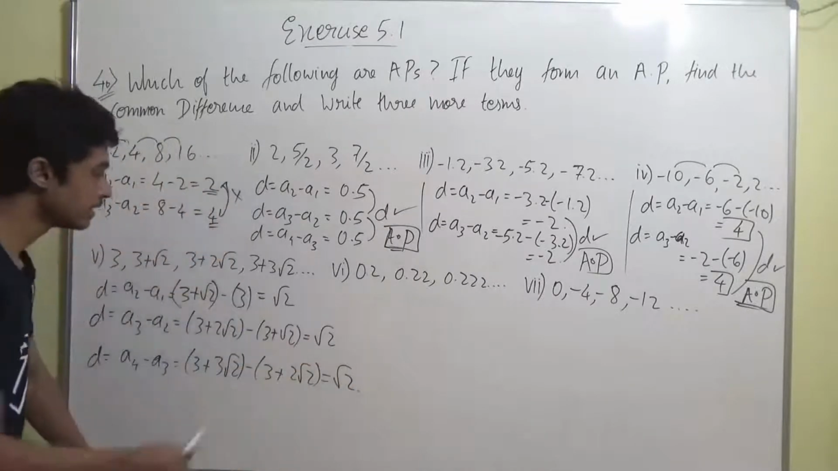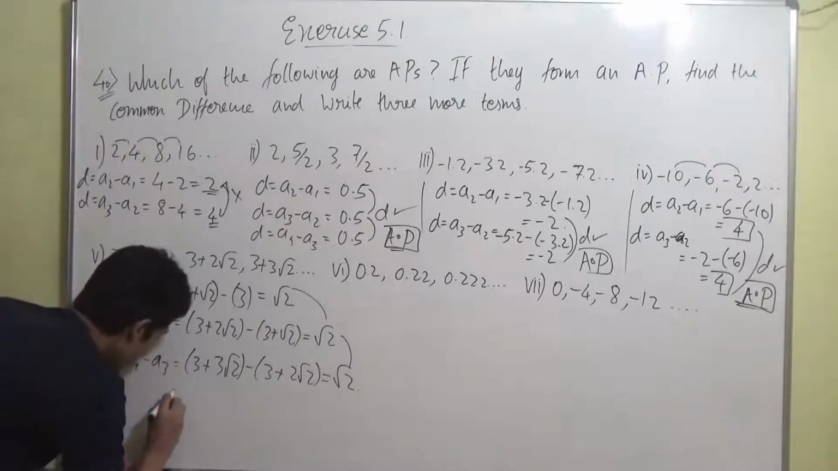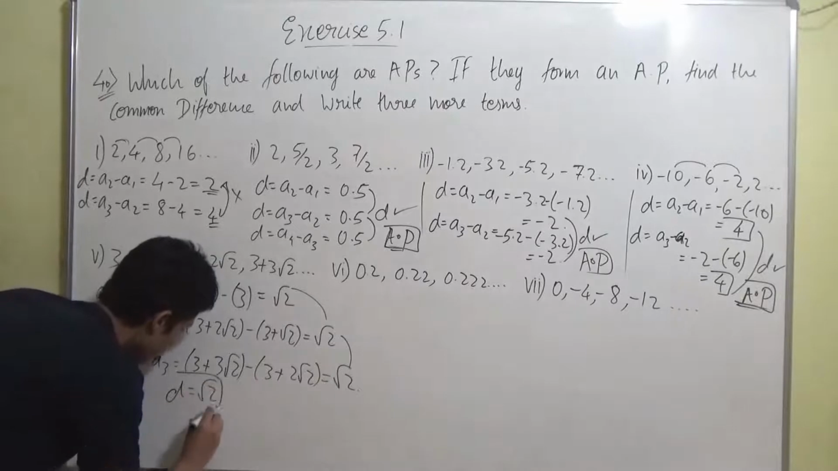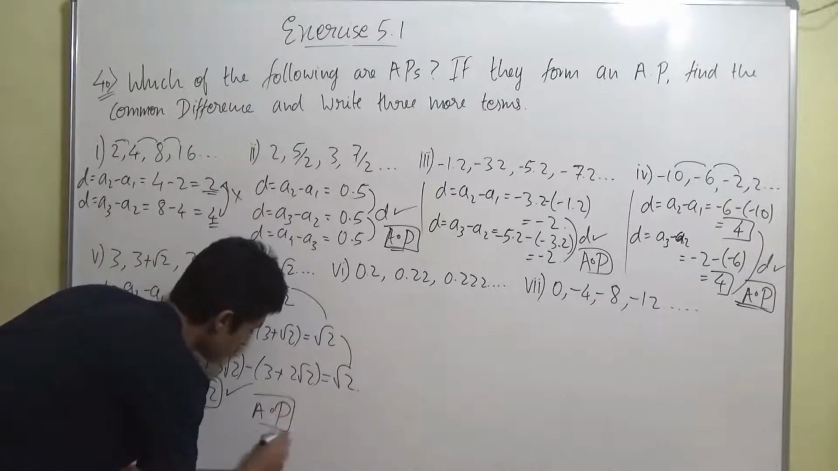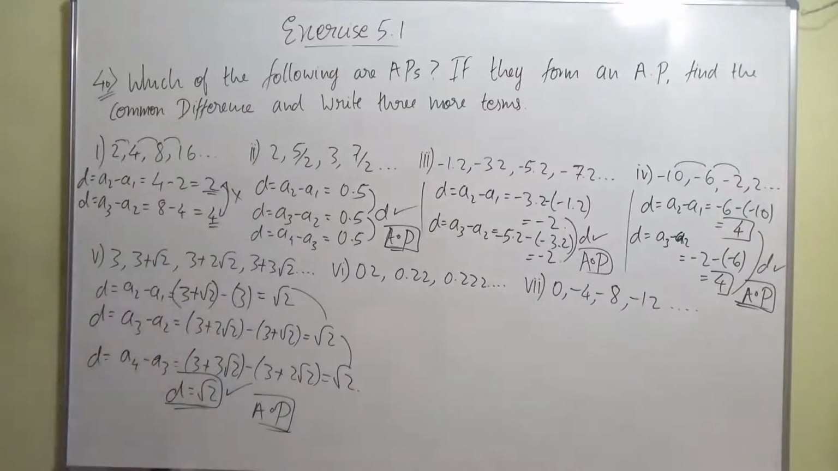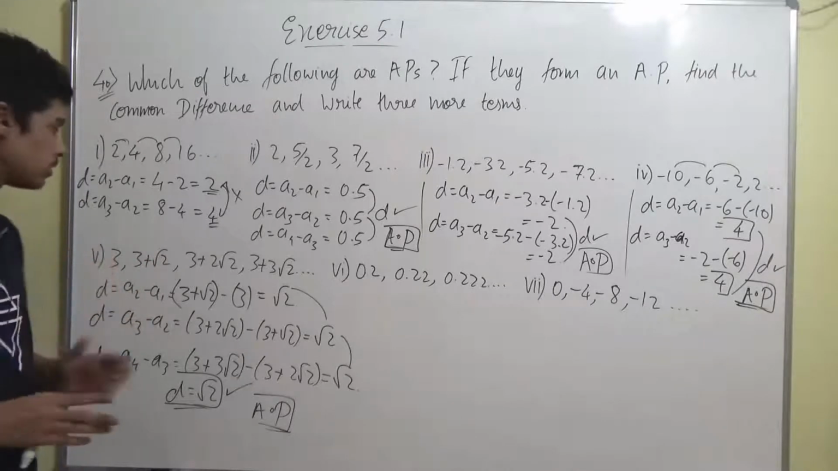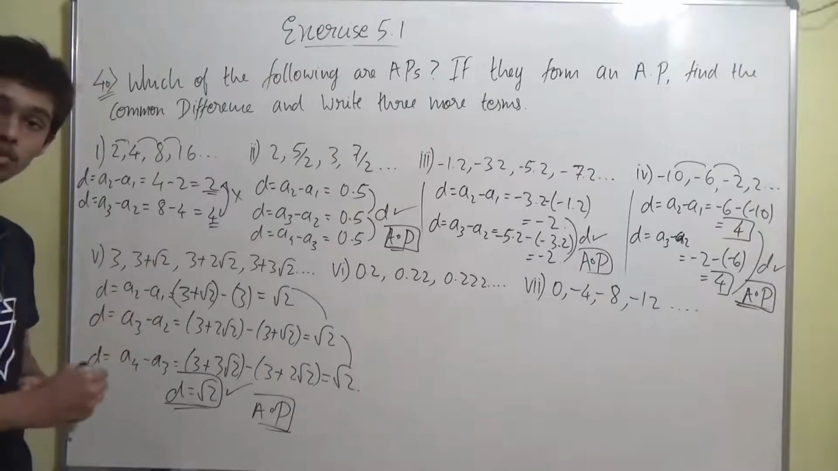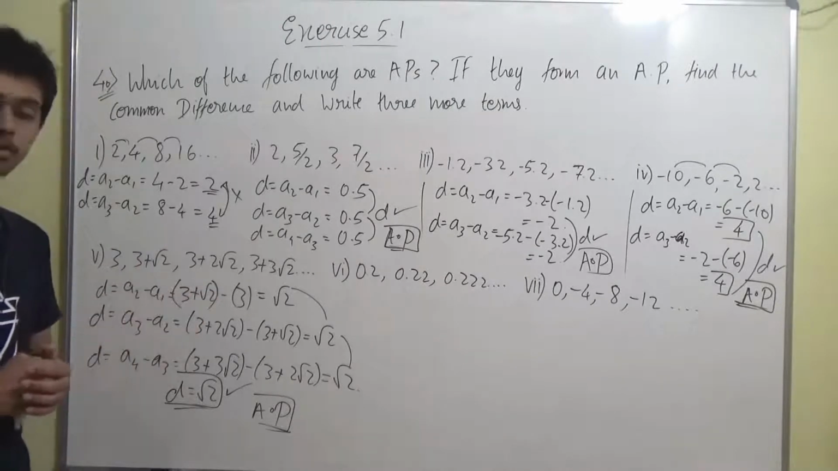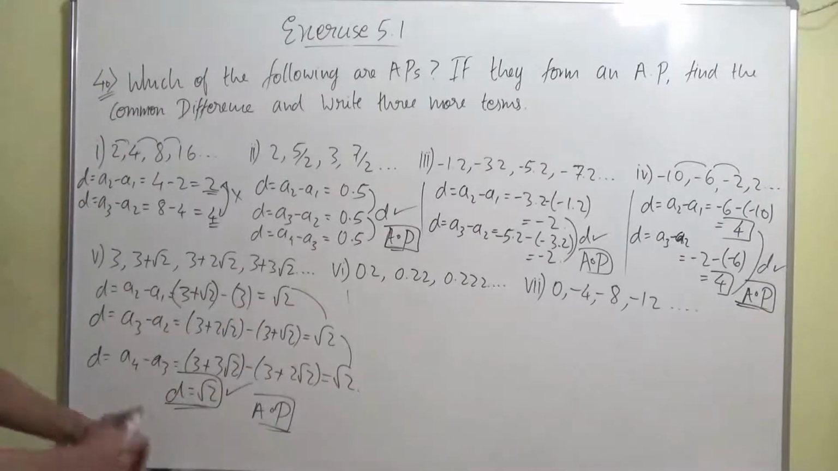If you see here, guys, it is the same. Everywhere it's coming as root 2, which means D equal to root 2. It is the same everywhere, which means it is an AP. So this series is an AP. Getting it, guys? Each term is getting incremented with root 2. First there was no root term at all, there was only 3. After that it became 3 plus root 2, after that 3 plus 2 root 2, after that 3 plus 3 root 2 and so on. Every time it's getting incremented with root 2. So it forms an AP.